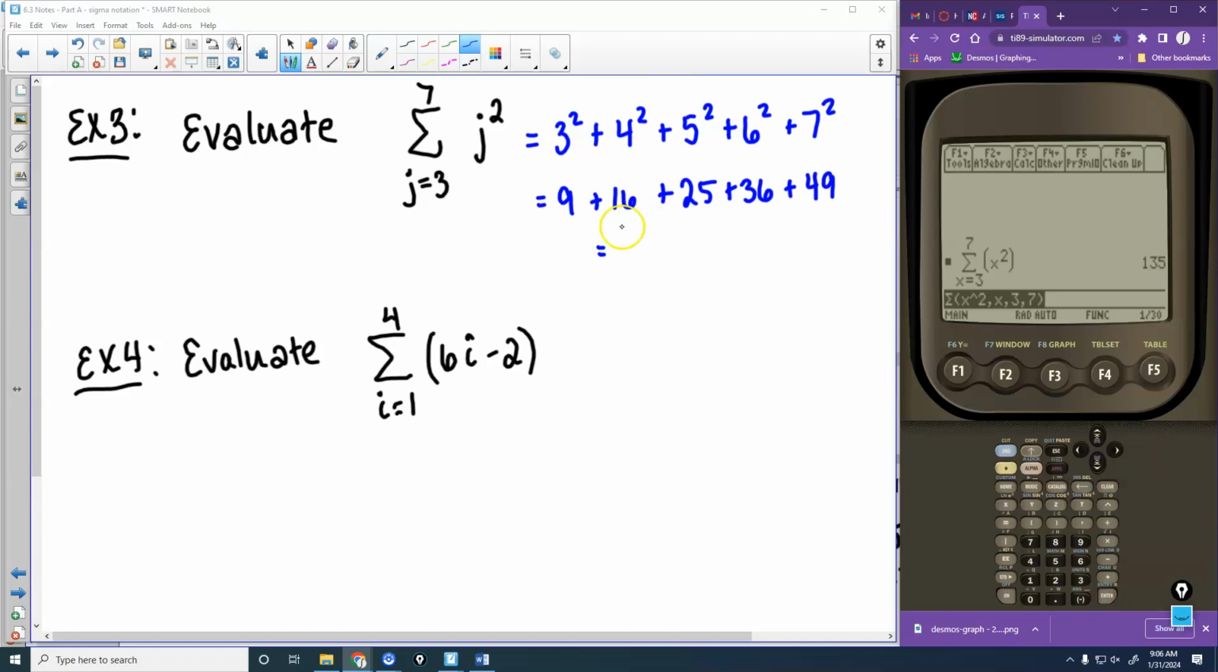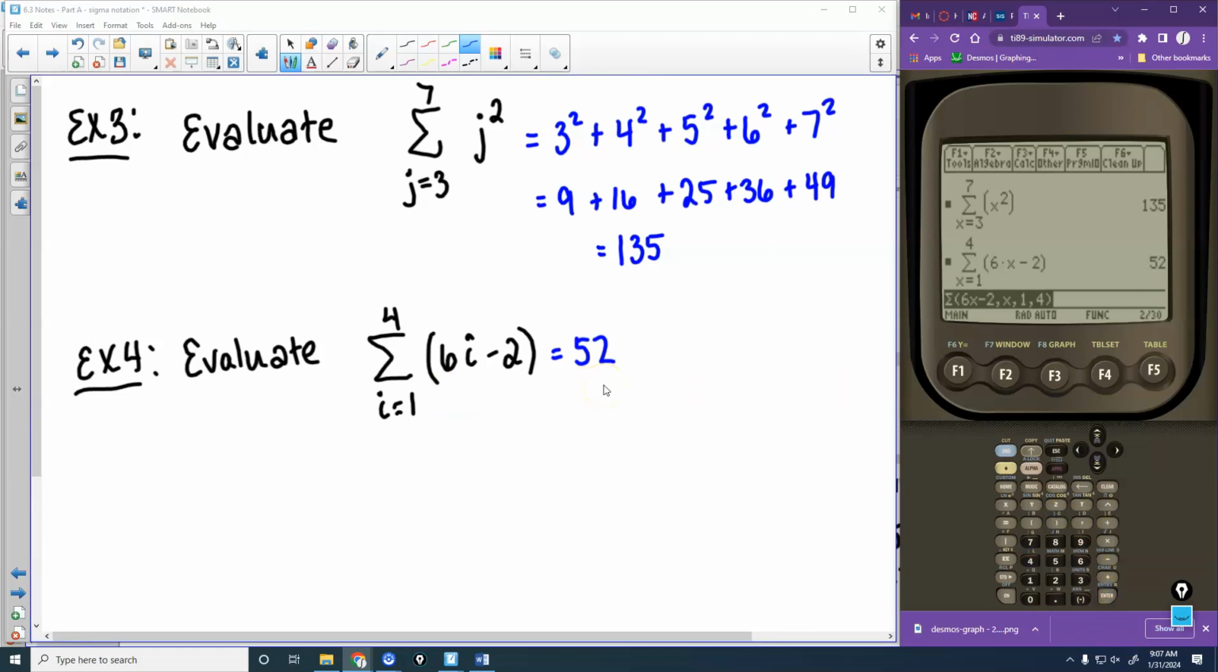Is that what you guys got? Yeah. Yep. Okay. So, what did you guys get for number 4? 52? We can check that as well if we want. We would have 6x minus 2, comma x, comma 1, comma 4. Okay, 52 for that is correct.